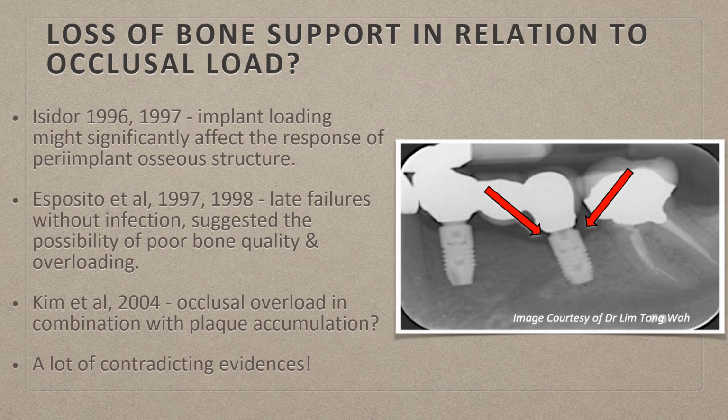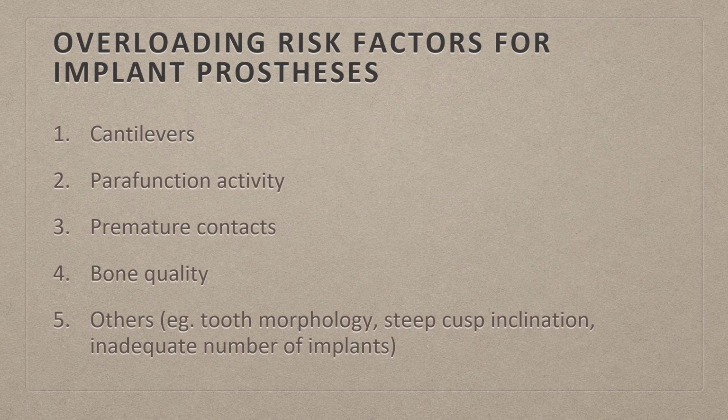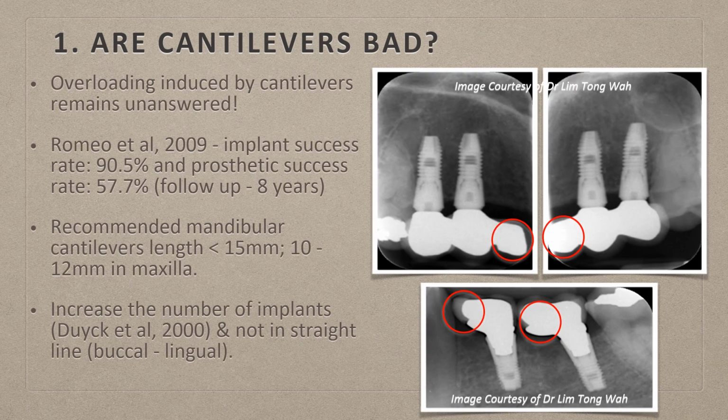There were a lot of contradicting studies regarding the relationship between bone loss and occlusal loading, such as the studies listed in this slide. There are a few overloading risk factors for implant prostheses, including cantilever length, parafunctional activity, premature contacts, bone quality, tooth morphology, cuspal inclination and number of implants. At present, the correlation between implant bone loss and overloading induced by cantilevers remains unclear.